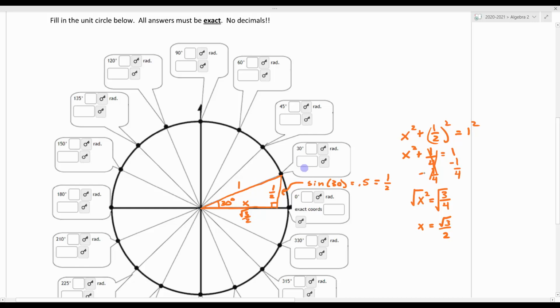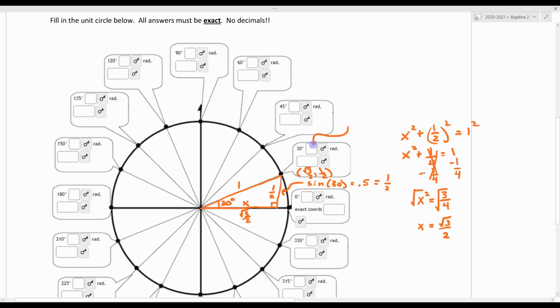And now we can write our coordinates, right? So the coordinates are going to go in this box right here, and then we write it with parentheses and everything. So we're going to say root 3 over 2, that's our x coordinate, and our y coordinate is 1/2. And that's what will go here in the box.